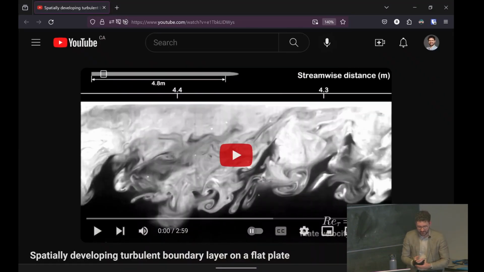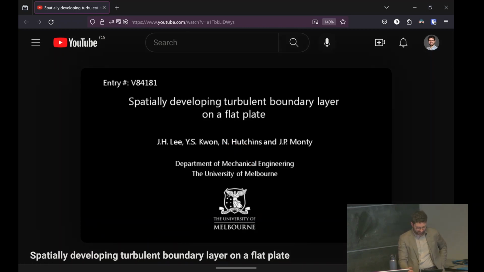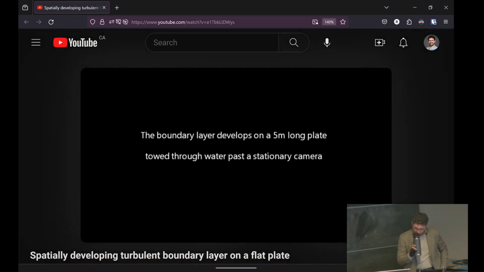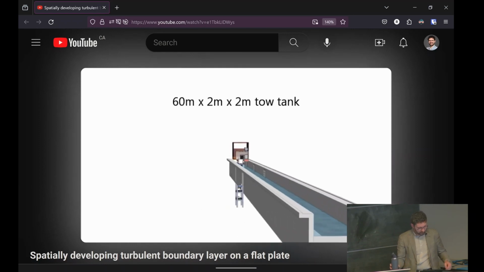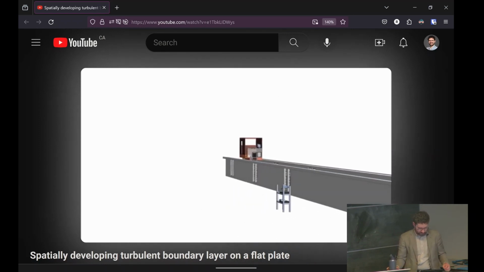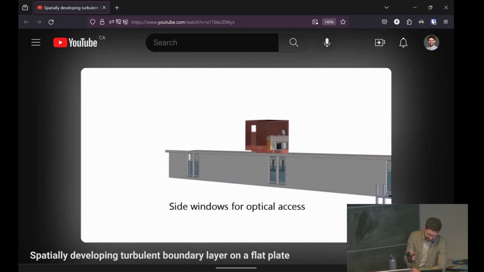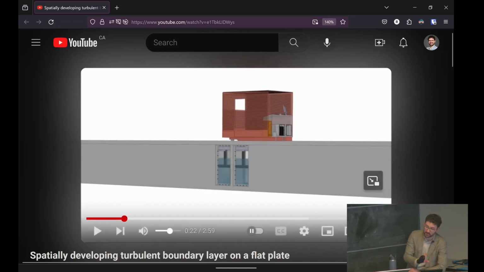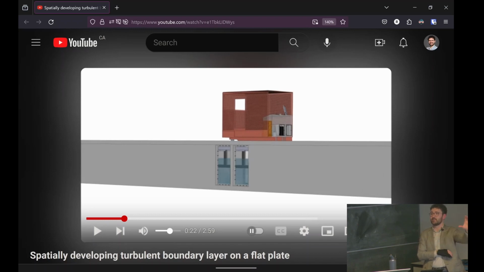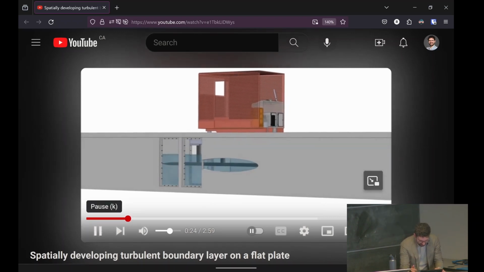So this is a study that some people did in a water tunnel, developing turbulent boundary layer on a flat plate. So this is the experimental apparatus they have. They have a really long object, and they tow it through a super long tank of water. They just tow this object through, and then they just watch one window in the water tank. So this is kind of a window here, but they're towing it along.